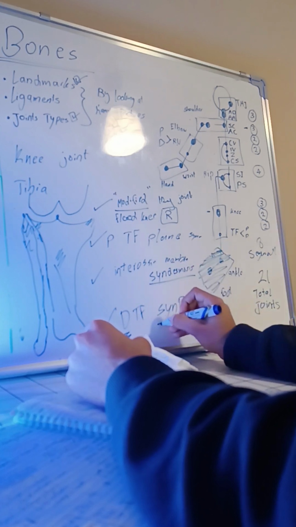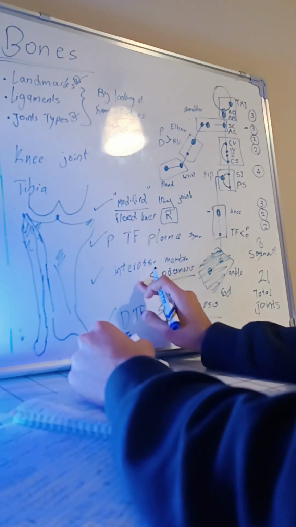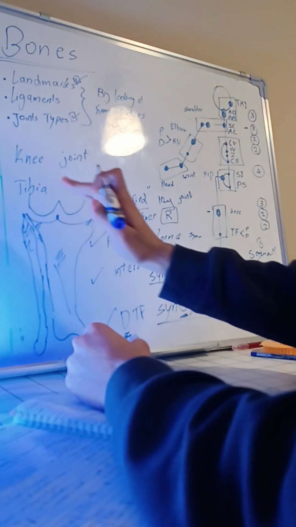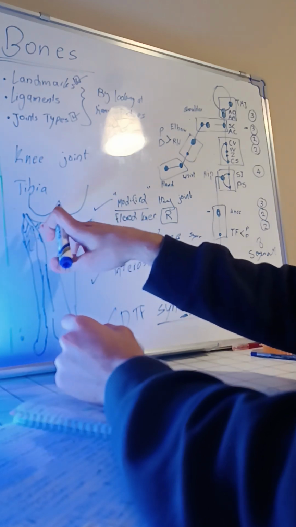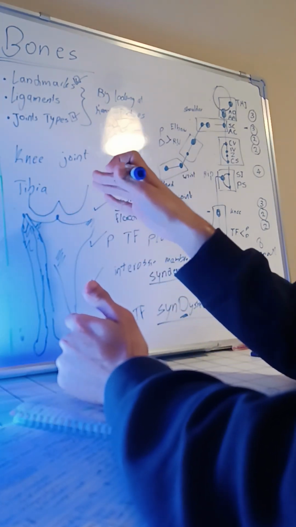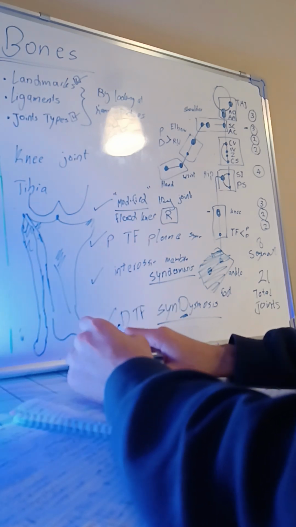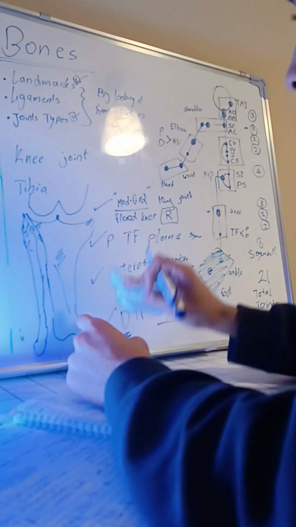So syndesmosis, distally and in the interosseous membrane, and plain in the proximal part. So there's just going to be sliding and gliding. The hinge, modified hinge joint, flexion, extension, with a little of rotation in the flexed knee position.